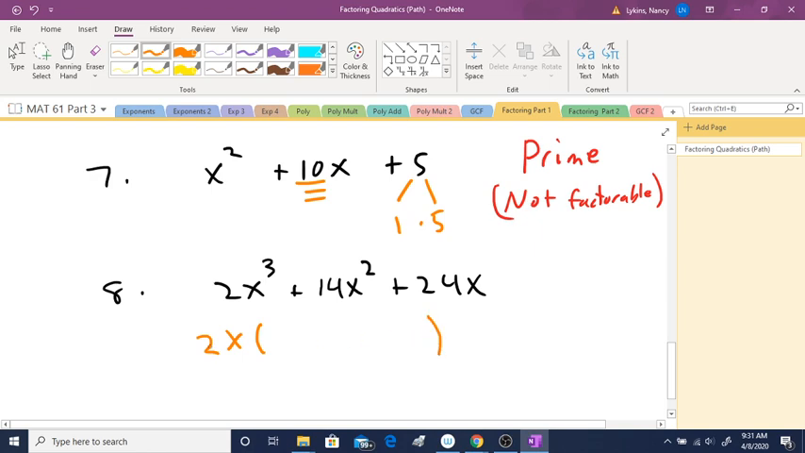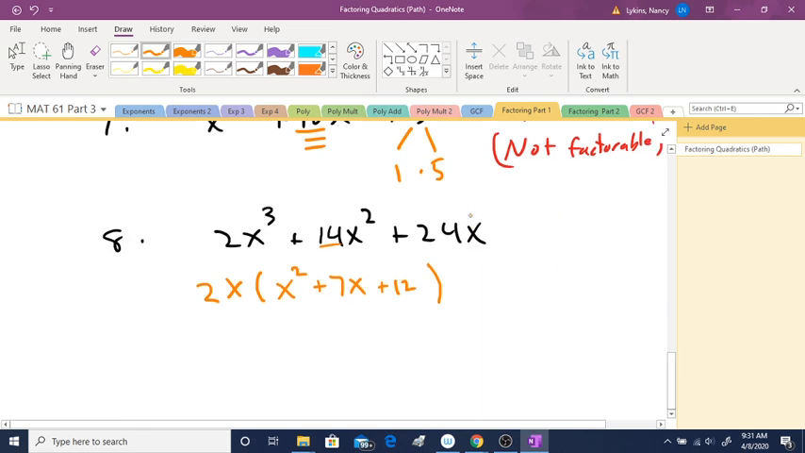So now I pull the 2 from this 2. I don't have anything, but I pull an x from the x to the third and I get x squared. 2 goes into 14 right here 7 times, so it's plus 7. I'm pulling 1 x from x squared, it gives me x. And finally, since that's a plus there, I'm going to put plus. 2 goes into 24 12 times. And I'm pulling out my x, so I don't need it anymore.